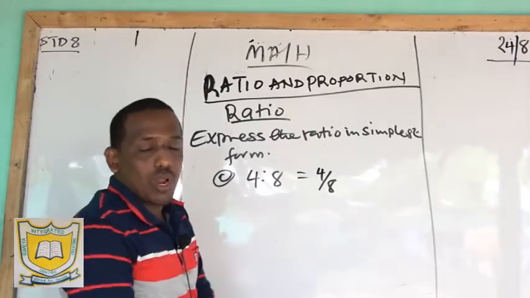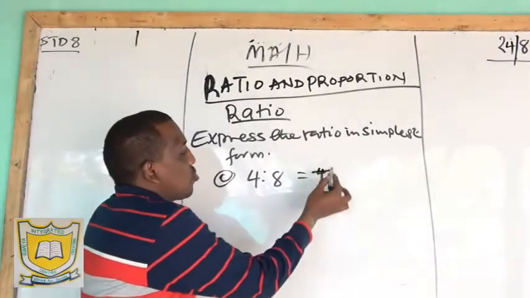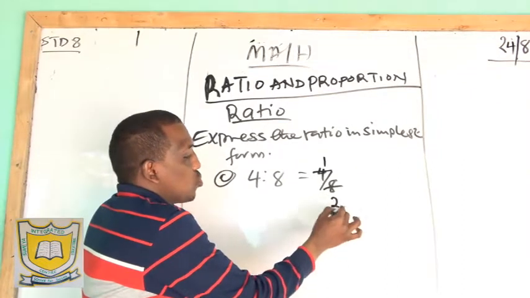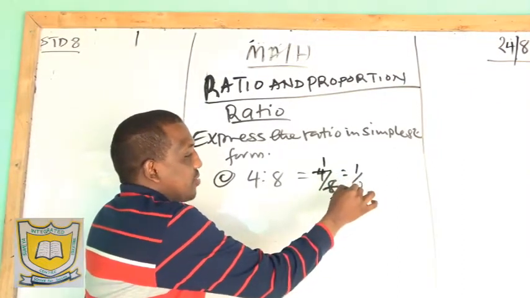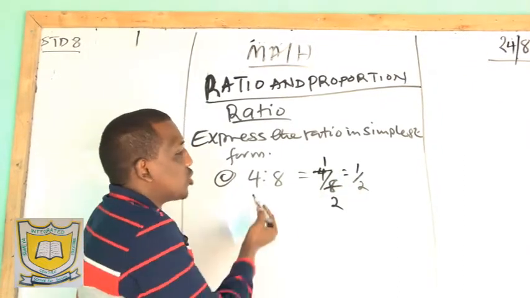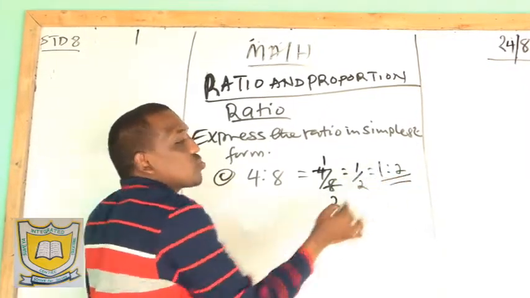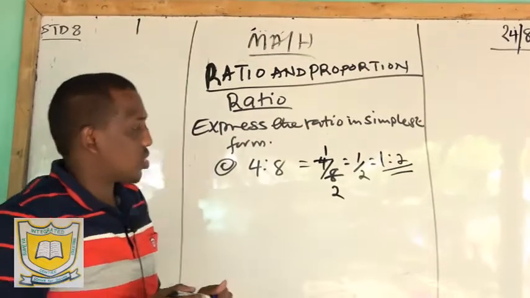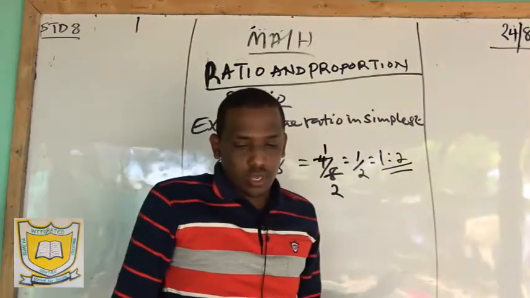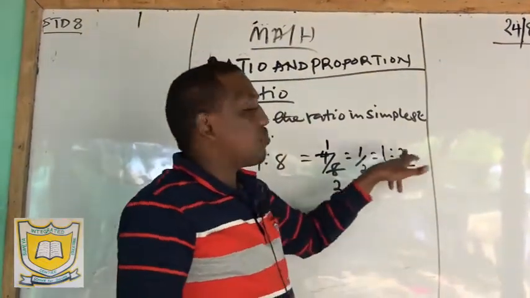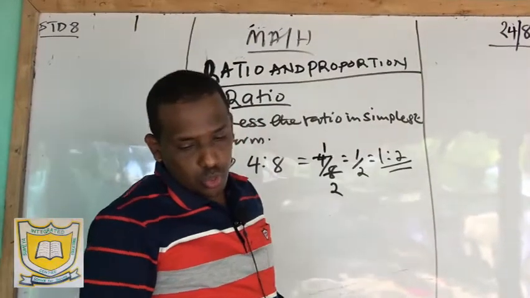In simplest form, we simplify. By 4, 1, by 4, 2, which is equal to a half. But they don't want a fraction, they say ratio in simplest form, which is equal to 1 to ratio 2. That's how we solve. You first change to a fraction, then in simplest form, it will become 1 to ratio 2.